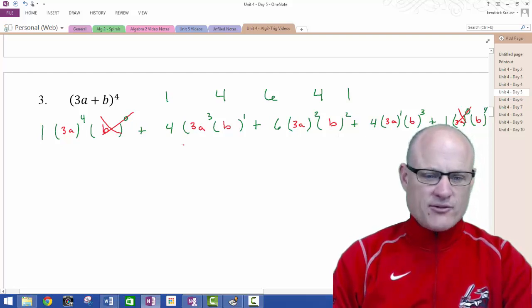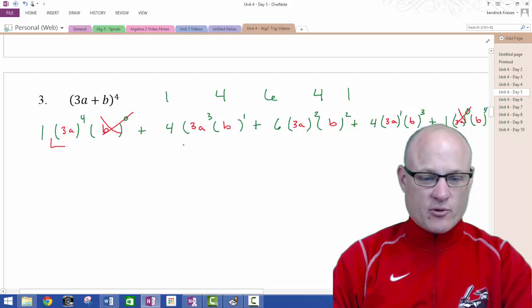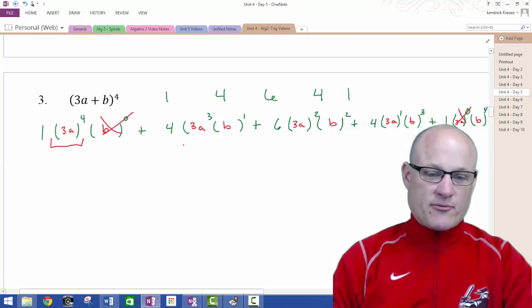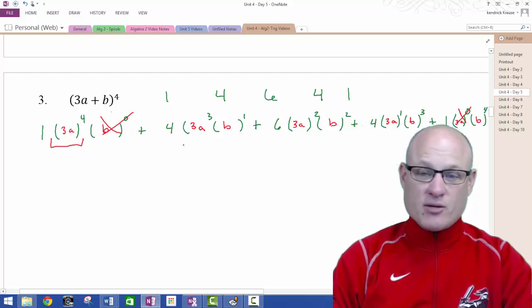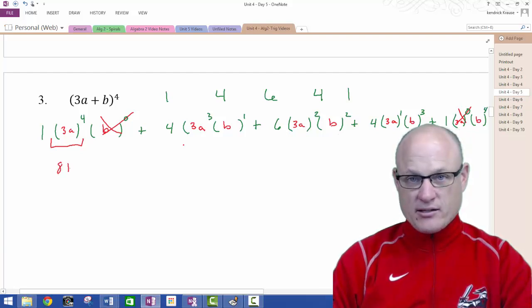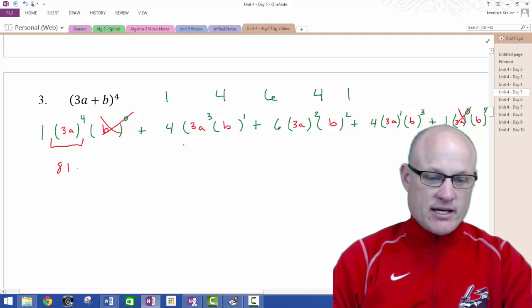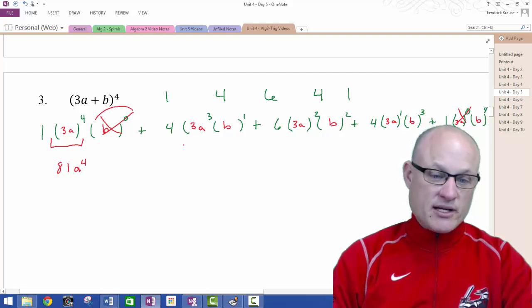All right. So if you are unfamiliar what 3 to the 4th power is, 81, you can grab your calculator to put in 3 to the 4th power. Now, we're not going to put the A in because I don't care about the A. I only care about the numbers. So in this case, it's 3 to the 4th power. 3 to the 4th power is, in fact, 81. 3 times 3 is 9. Times 3, 27. Times 3, 81. 81 A to the 4th. Now, notice there's no B's because we got rid of them.